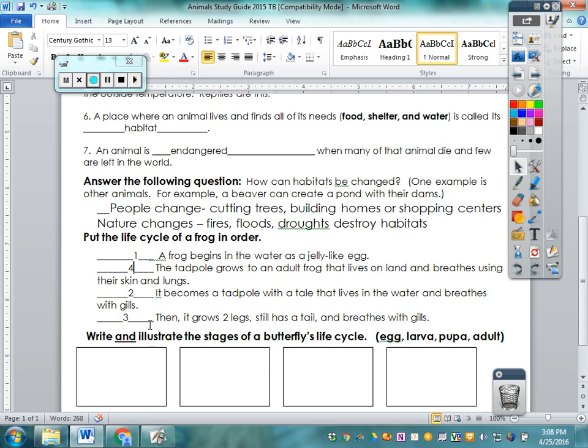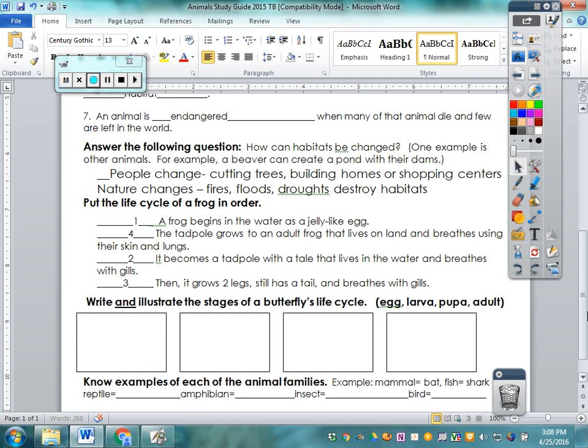Okay? And of course, to write and illustrate the stages of a butterfly, I'm not going to try to draw that right now. But in this first box, you would have an egg on a little leaf maybe. And this would be your egg. And you would just write egg. And then the next would be larva, and the larva is the little caterpillar, and the pupa would be that chrysalis, and you could just draw a chrysalis, like the cocoon-looking thing, and then the adult would be the butterfly, and you would write adult.